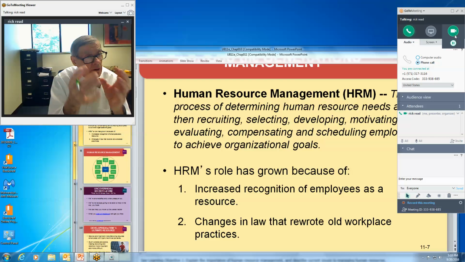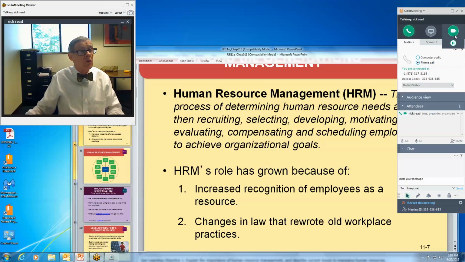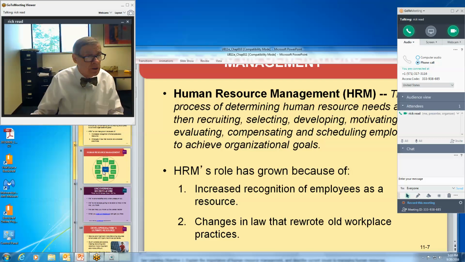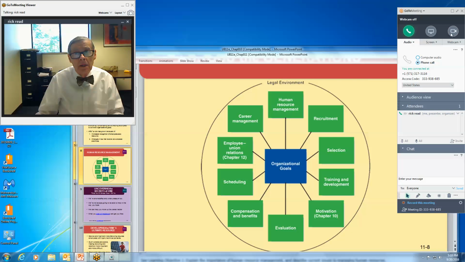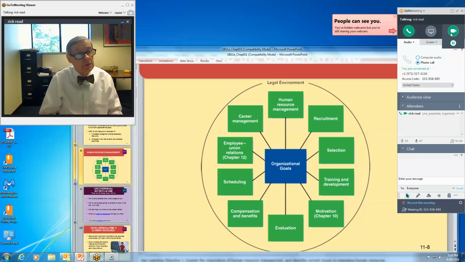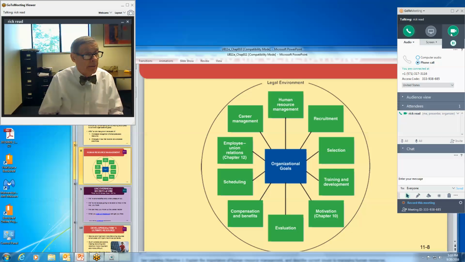And we have to figure out ways to get the right people in the right place and then keep them there. And of course, the laws have changed to the betterment, and that impacts human resource management because they have to keep abreast of the laws and keep their managers and supervisors and leaders informed of law changes and the impact on the workforce.